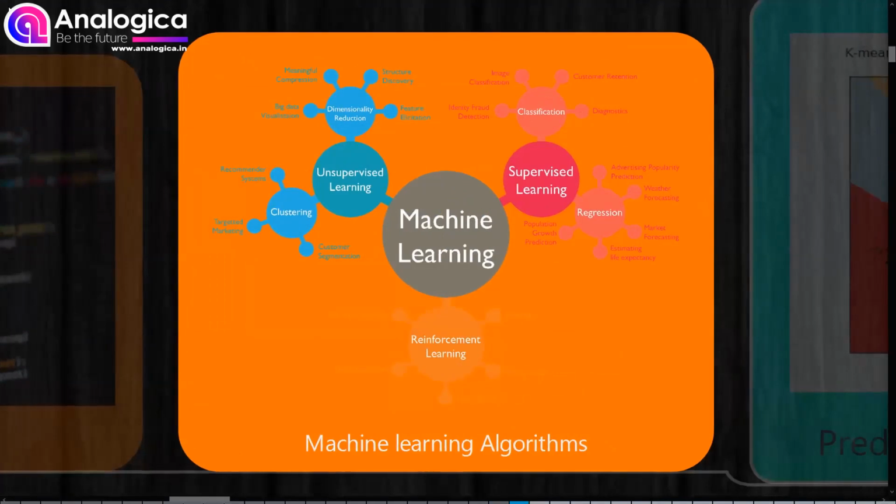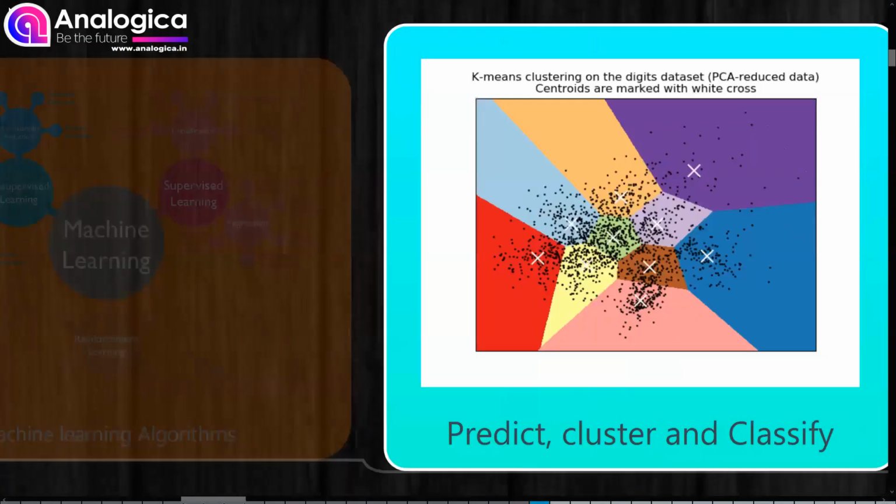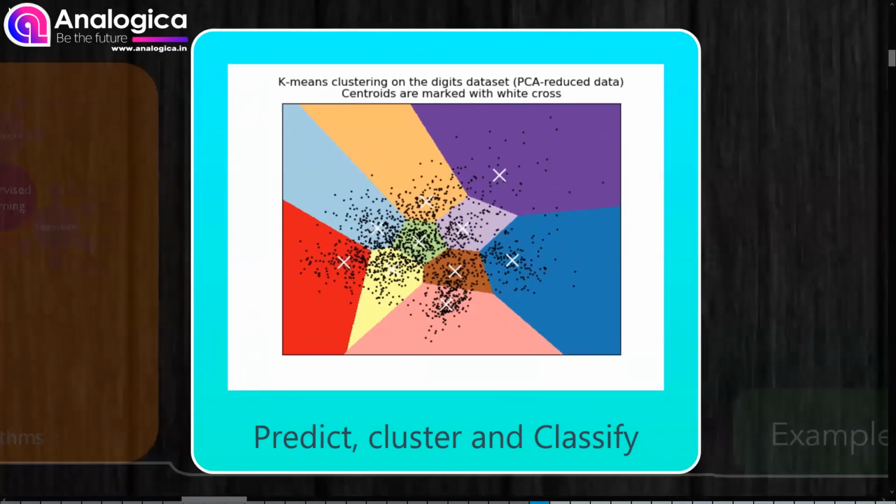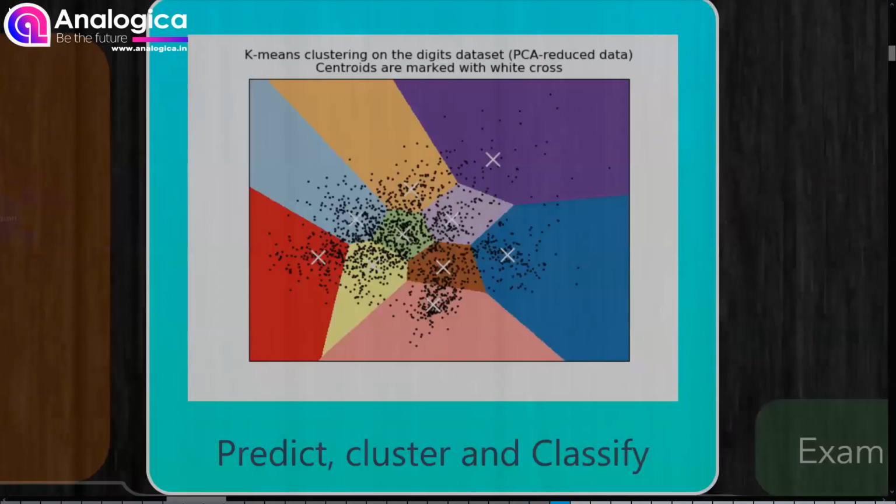Machine learning algorithms are an already well-researched area, and under machine learning there are many kinds of problems such as unsupervised, supervised, and reinforcement learning, and each of them solves a particular kind of problem. Let's just look into it. Basically, what you want to do with the machine learning algorithms is you want to be able to predict, you want to cluster, you want to classify.